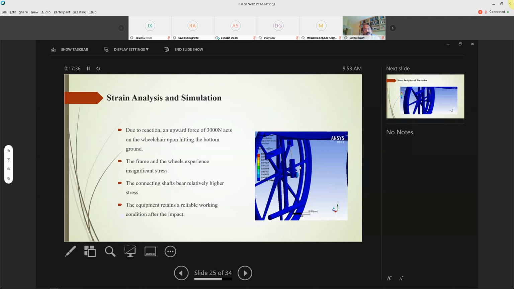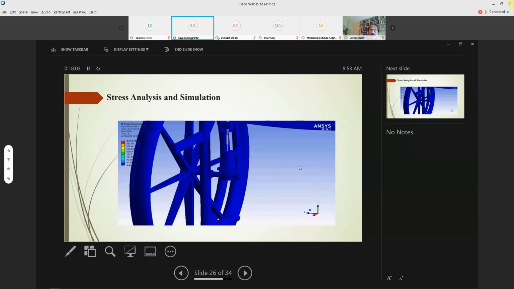For the third scenario, the force doubles when the wheel hits the ground due to the reaction, and the force now acts upwards. The blue region shows the minimum stress experienced, but the shaft has different color shades indicating more stress, and that means the shaft is affected when the wheel hits the ground.